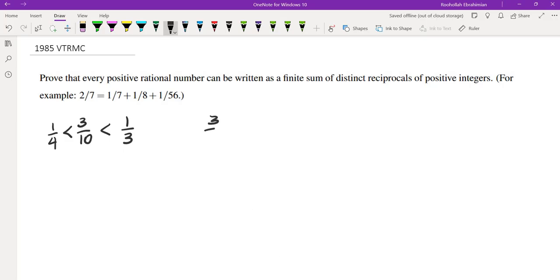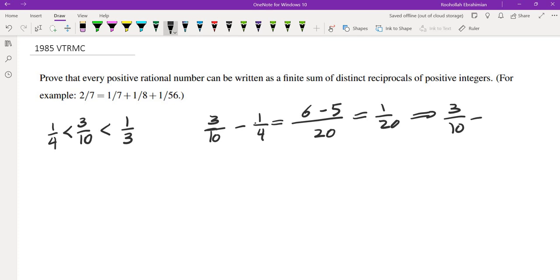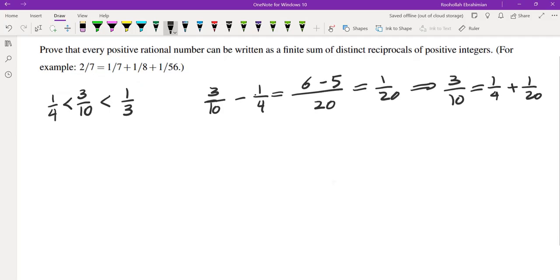So now I'm going to take the 3/10 and subtract 1/4 to see what I get. The common denominator is 20 and I would get 6 minus 5, which is 1 over 20. So that tells me that I can write 3/10 equals 1/4 plus 1/20. So that's nice. Then I tried a couple of other examples.